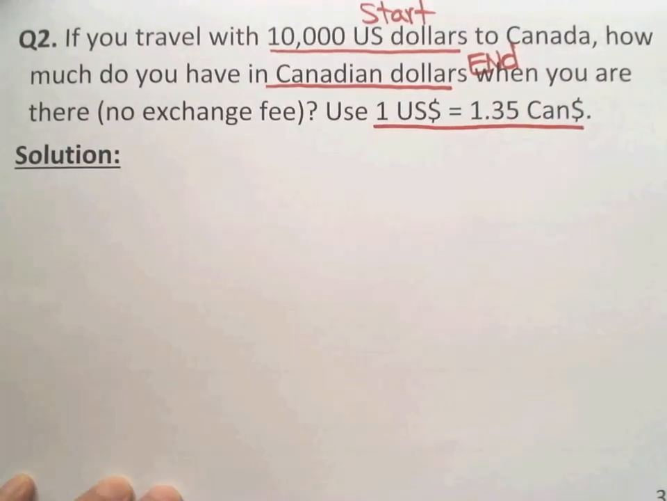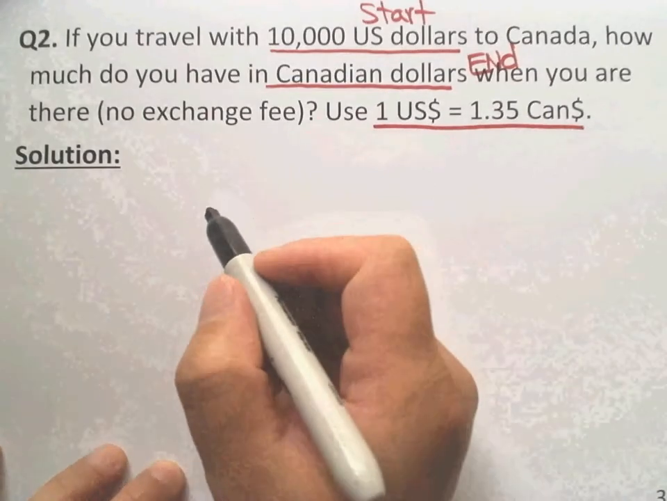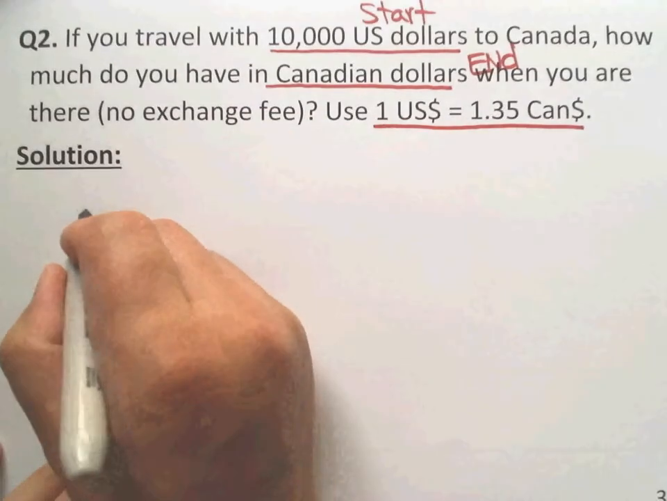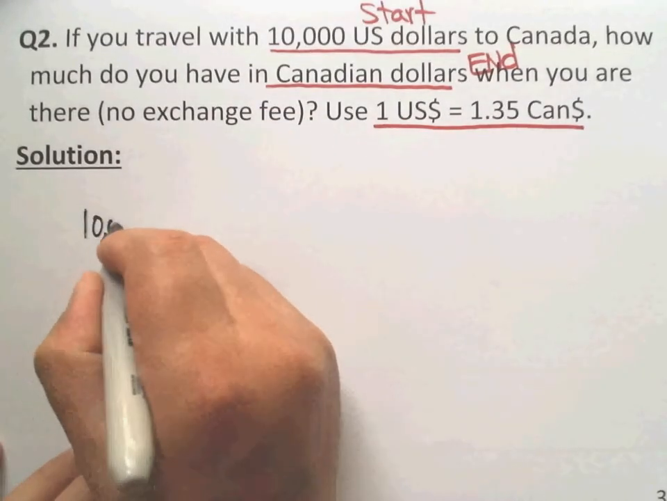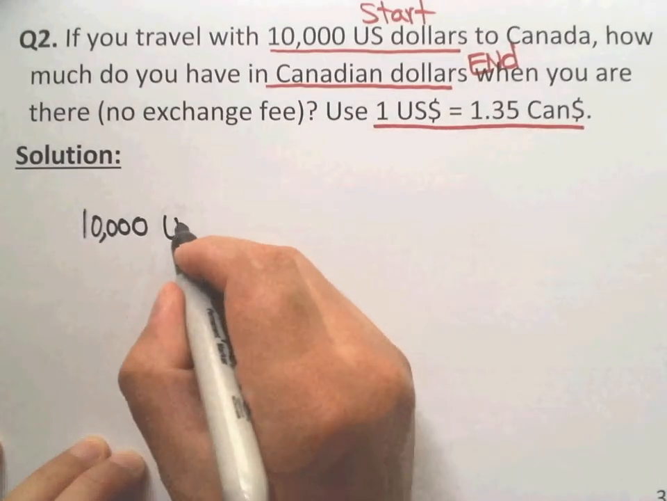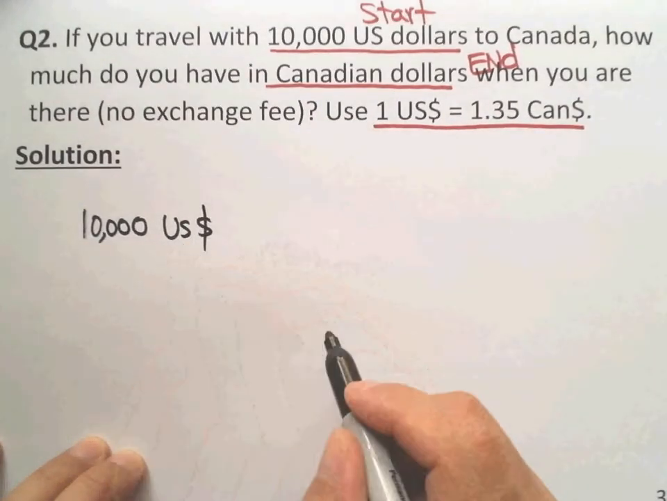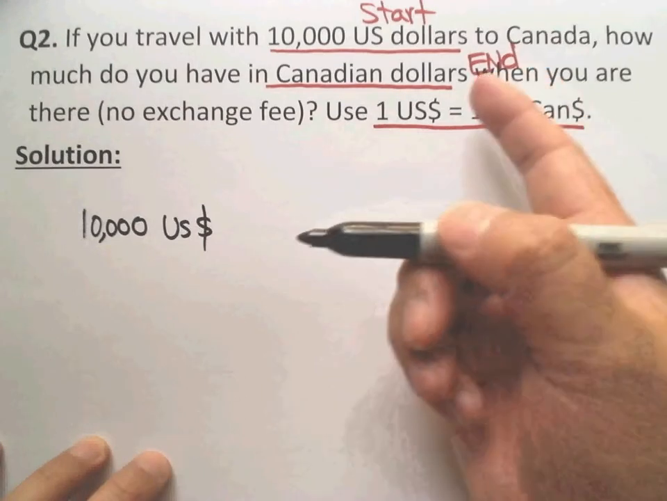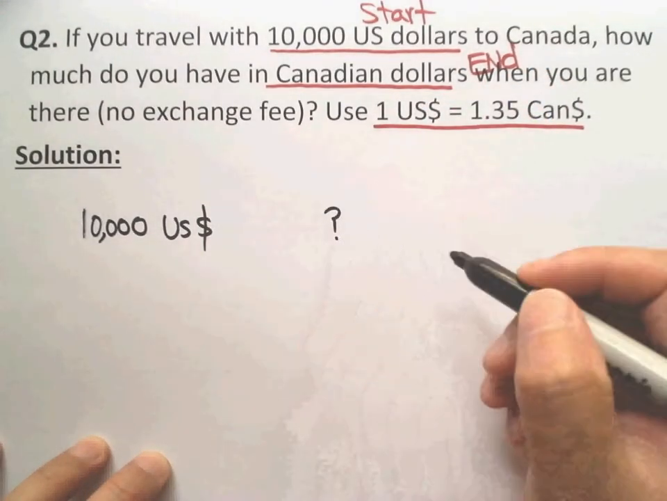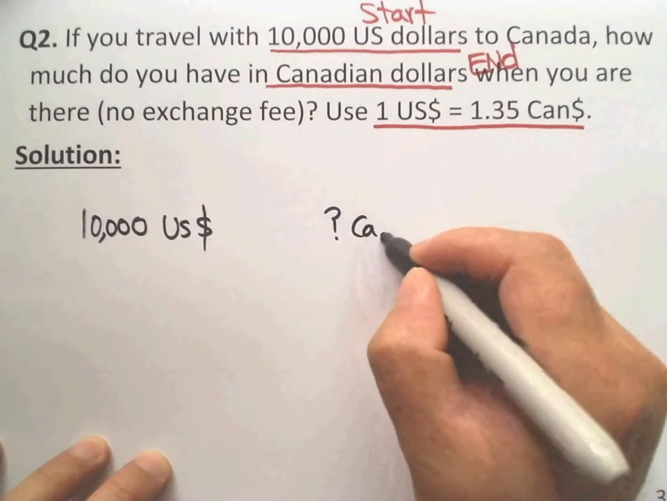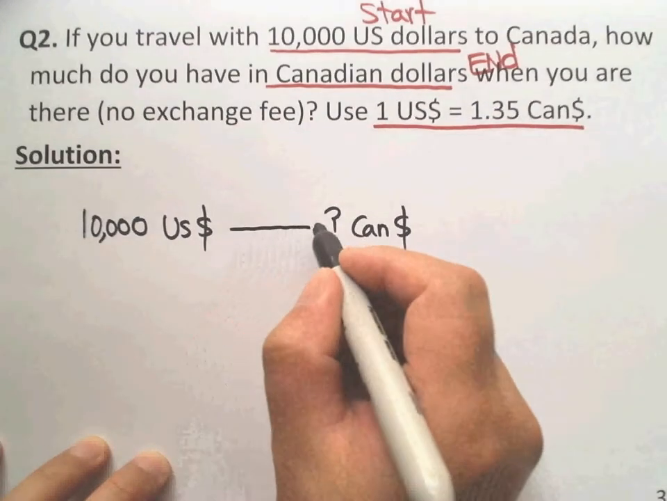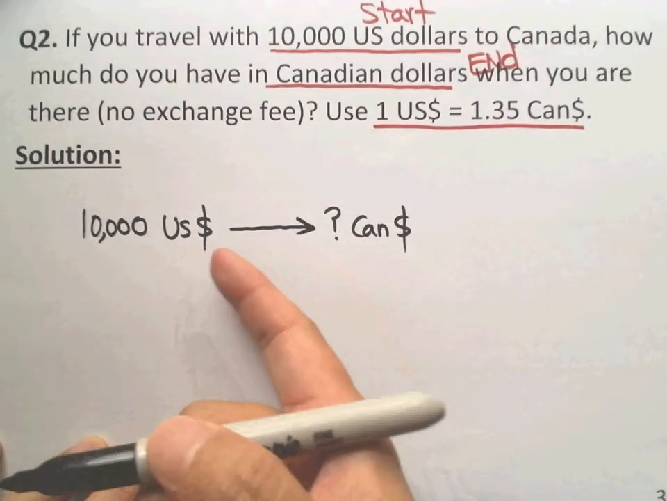Now I am going to draw a simple diagram. All we need to do is like this. Go from the beginning, right? So it's 10,000 US dollars. Let me write the US dollars. Where is the end? It is Canadian dollars. How many, right? So I have a question here: how many Canadian dollars? How to convert from the beginning to the end?